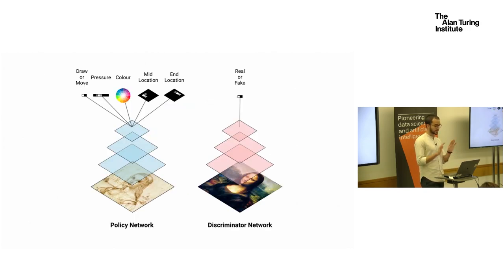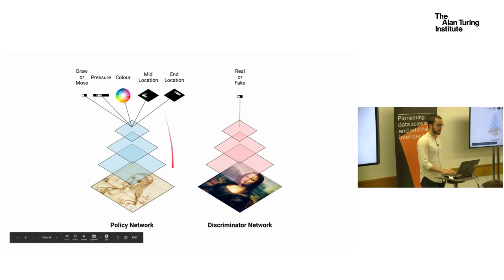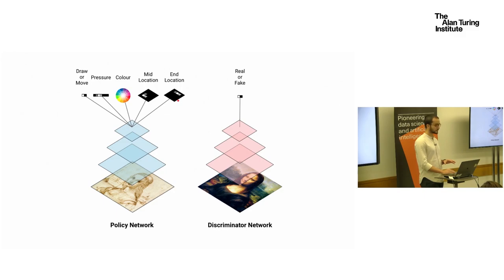Now, I want to link this back up to AlphaGo, and I'm going to do that by showing you what you get at the end of training. So in effect, the two things you're training are a policy network and a discriminator network. The policy network takes an incomplete canvas as input. It processes it with a neural network, and it sends an action out as output. And the second is a discriminator network that takes the final canvas as input, and it sends out a decision as to whether this is real or fake. Another way of naming these two potentially could have been that this is the artist and this is the critic. But we didn't go for that. But you can see the kind of connection there.